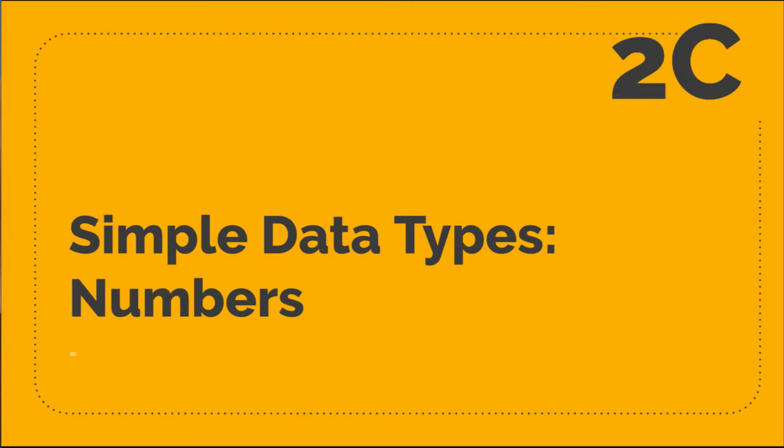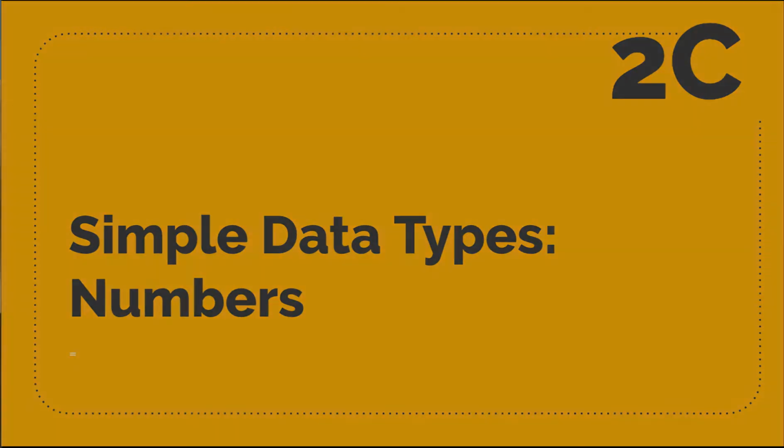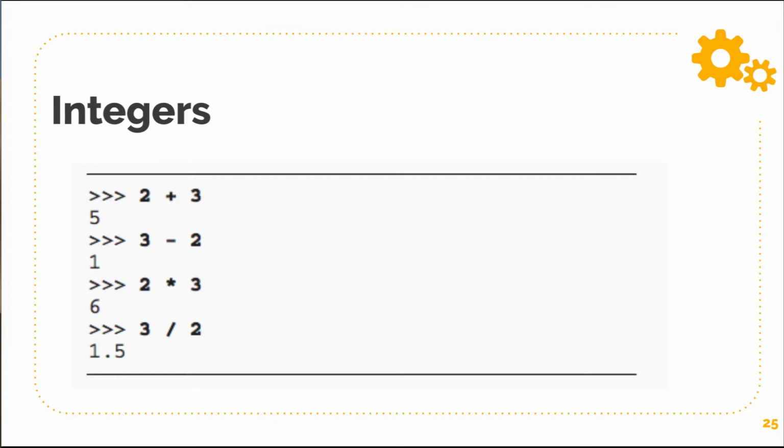Let's first take a look at how Python manages integers, because they are the simplest to work with. Aren't they just? I hope that you remember from math class, integers are whole numbers. They don't have any decimals in them. You can add them, subtract them, multiply them, and divide them. And here are the symbols to do just that.